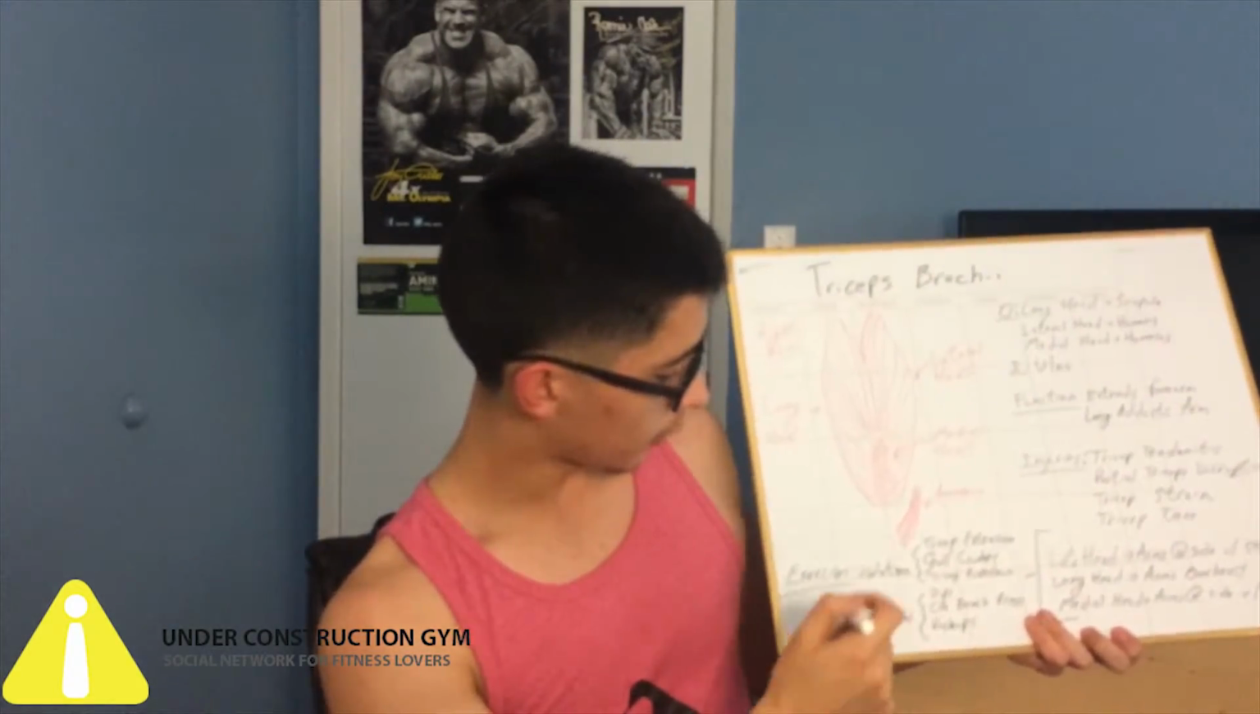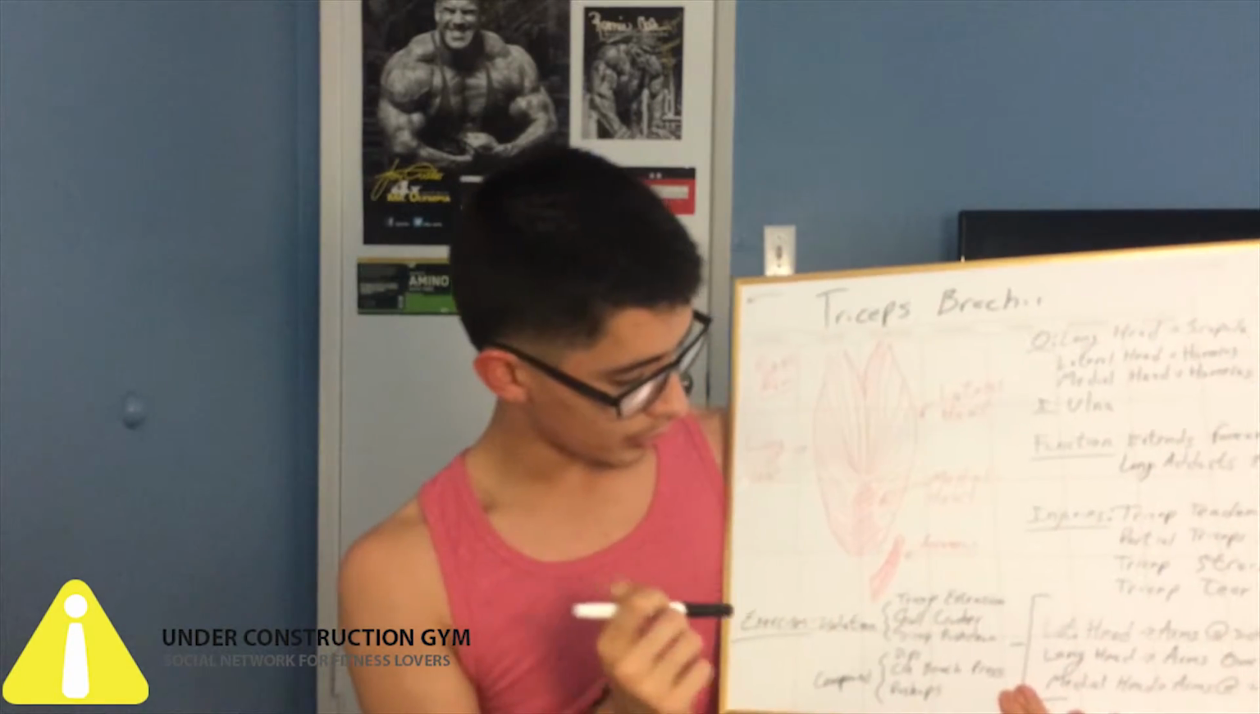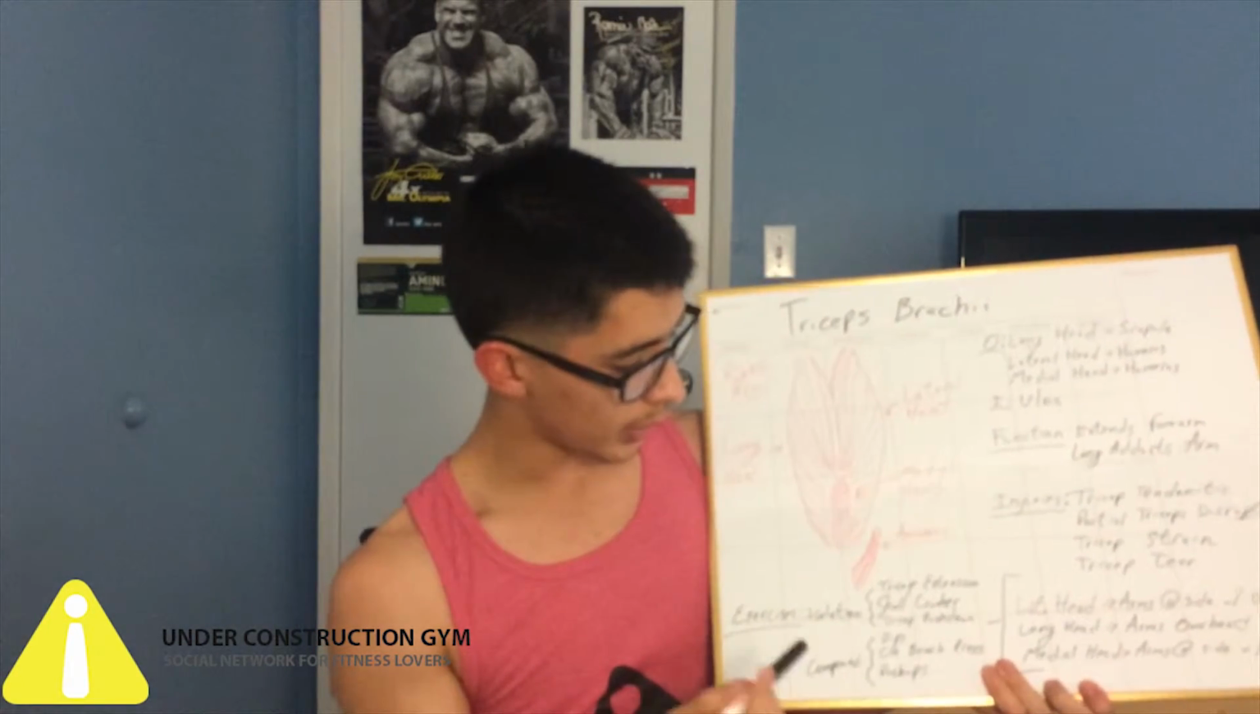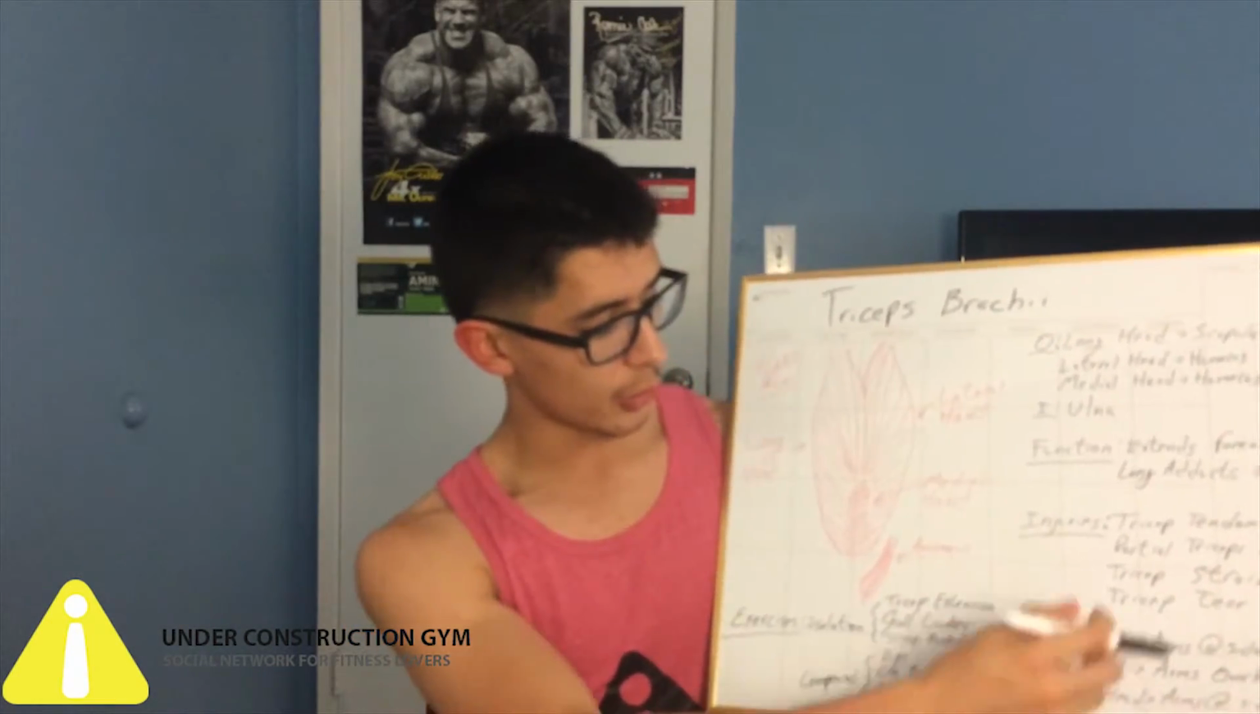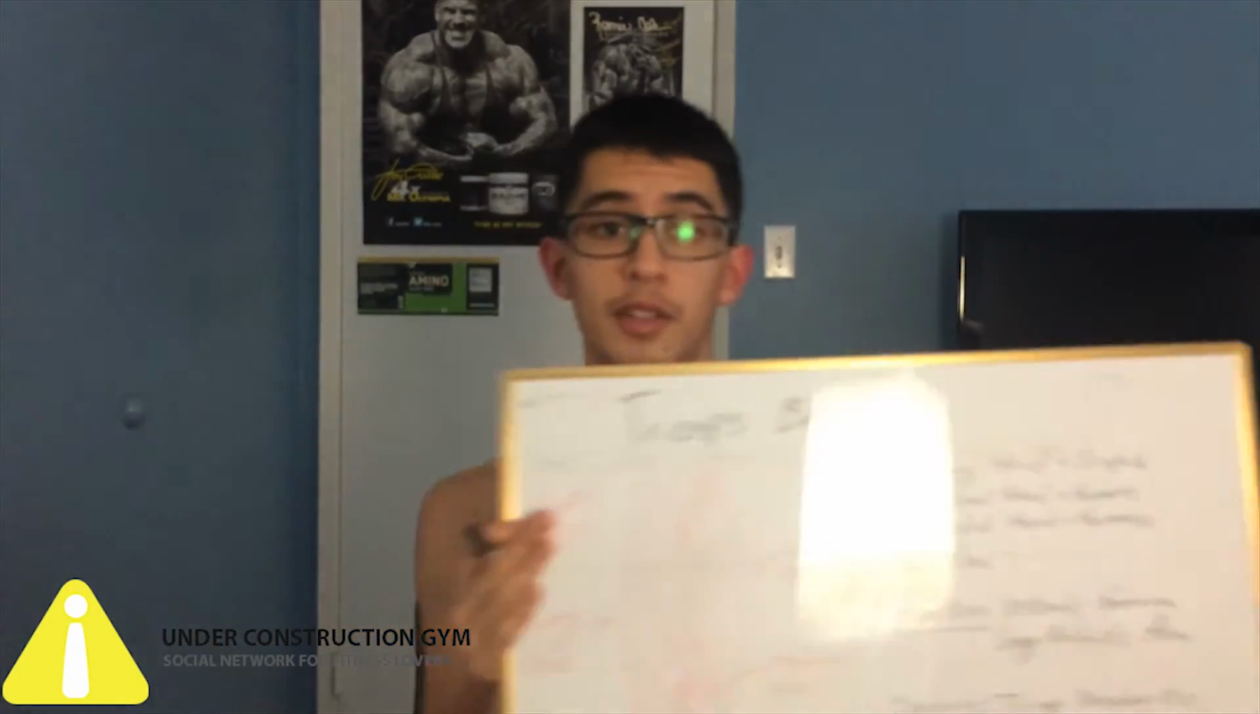And then you have these exercises for isolation. You have tricep extension, skull crusher, tricep pushdown, and for a compound, you have dips, bench press, and push-ups. And then I just went over the different grips to train the different heads of the tricep.